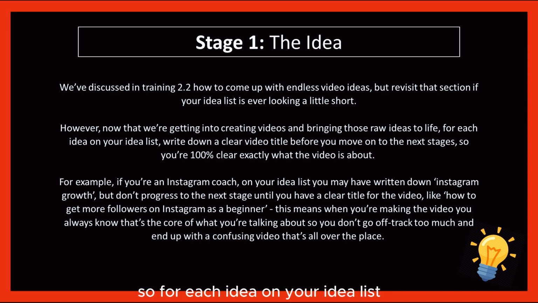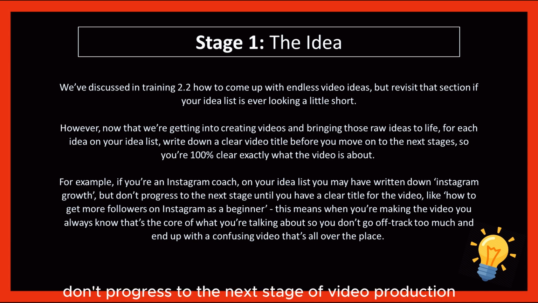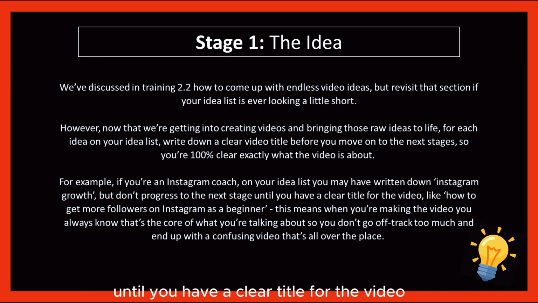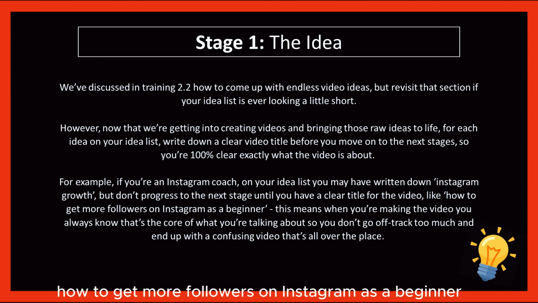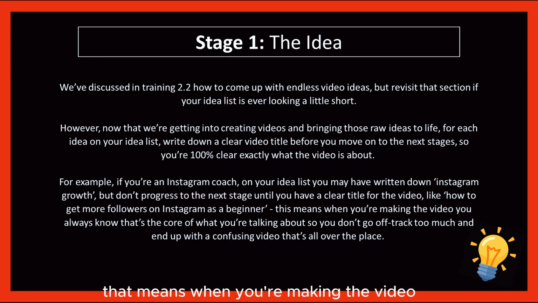So for each idea on your idea list, stage 1 is to write down a clear video title before you move on to the next stages. Because this means you're going to be 100% clear exactly what the video is about. For example, if you're an Instagram coach, on your idea list, you may have written down Instagram growth. But don't progress to the next stage of video production until you have a clear title for the video. For example, how to get more followers on Instagram as a beginner. That means when you're making the video, you always know that's the core of what you're talking about. So you don't go off track and end up with a confusing video that's all over the place.